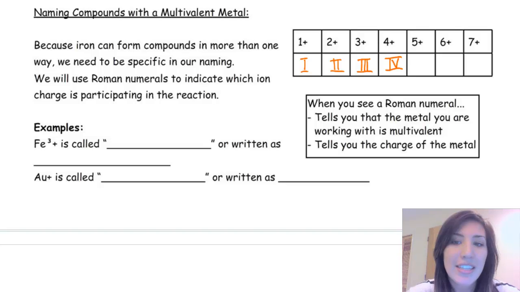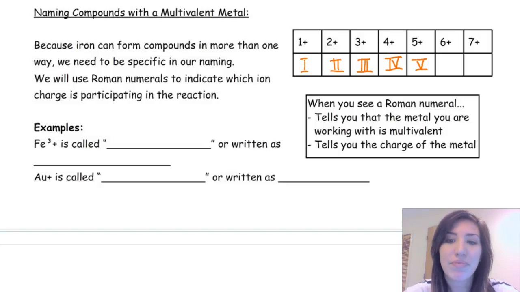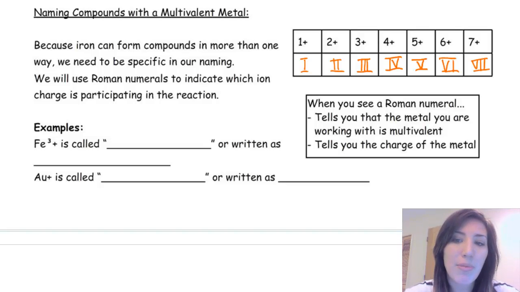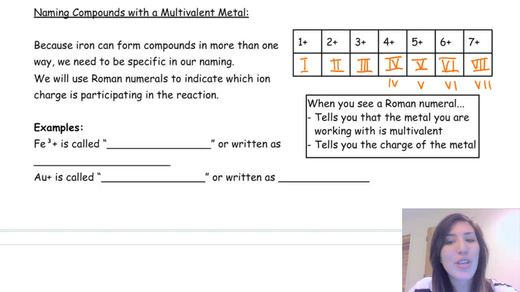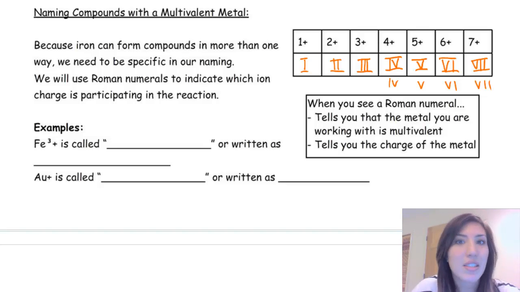The V is a symbol for 5. So you can do I before V, that's 1 before 5, or 6, 1 after 5, or 7, 2 after 5. You don't have to write the lines on top. You could also do it like this if you want. I will accept both. So the Roman numeral tells you that when you see that metal, that's a multivalent metal, and it also tells you which ion charge to use, and this is really important when you are actually mixing your chemicals together.